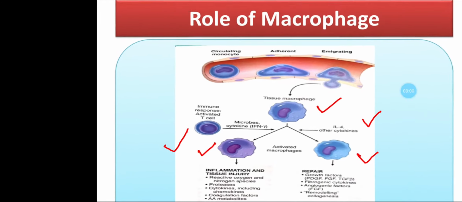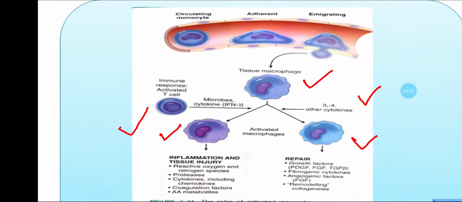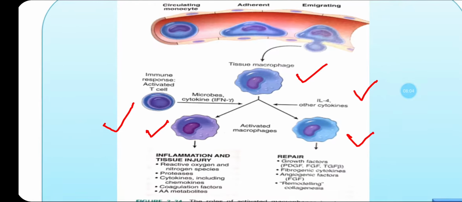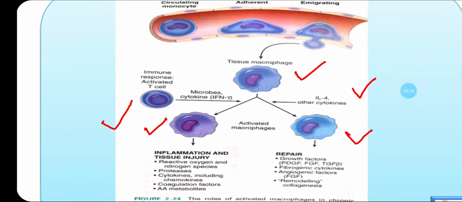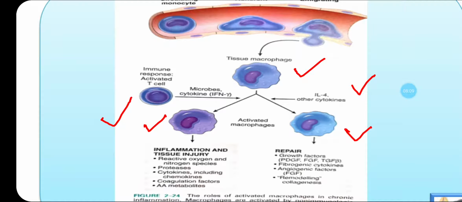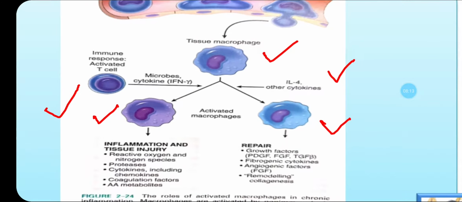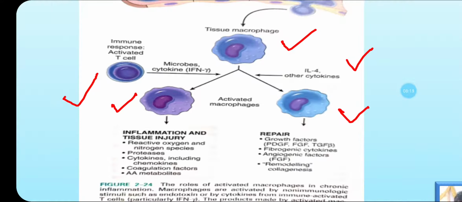So if we go through the role of these macrophages, as I said, these monocytes are recruited from the blood to the tissues, and they are called tissue macrophages. Under the influence of interferon gamma, they are converted into classical type macrophages or M1 macrophages, and under the stimulation of interleukin 4, they are converted into M2 or alternatively activated macrophages.